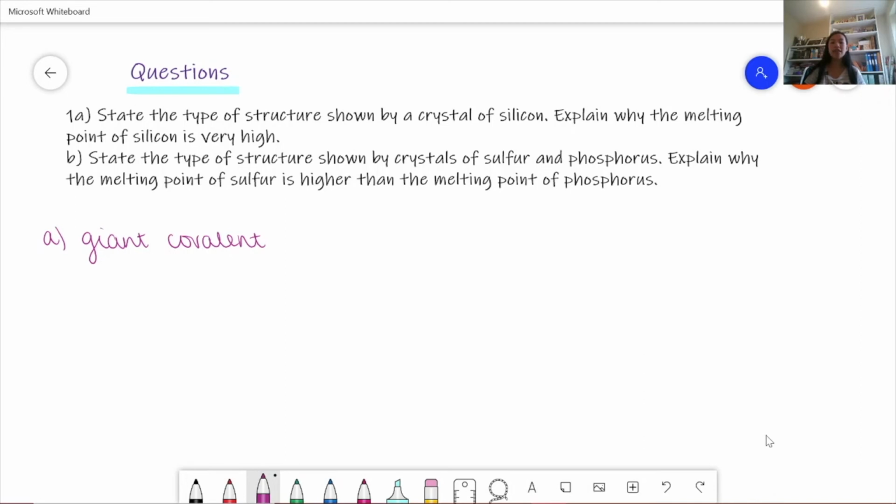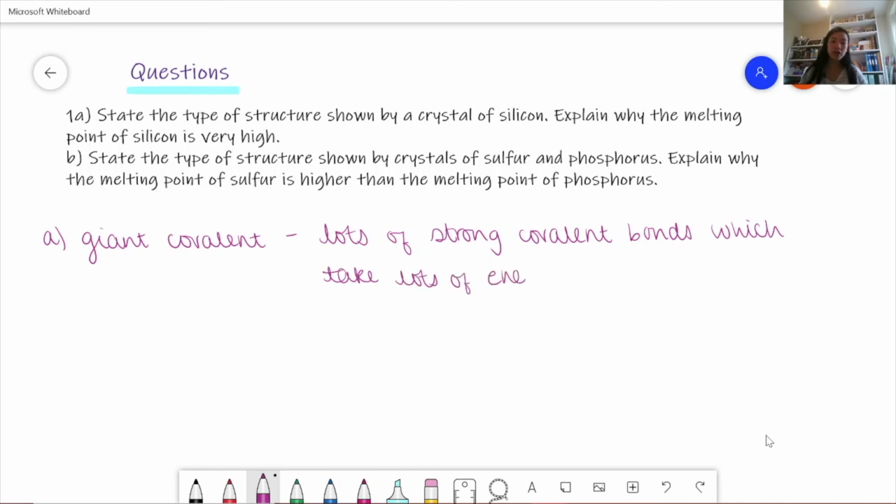And so it has a really, really high melting point because these strong covalent bonds take a lot of energy to overcome. So giant covalent, and there are lots of strong covalent bonds which take lots of energy to overcome. And that's why we have a very large melting point.